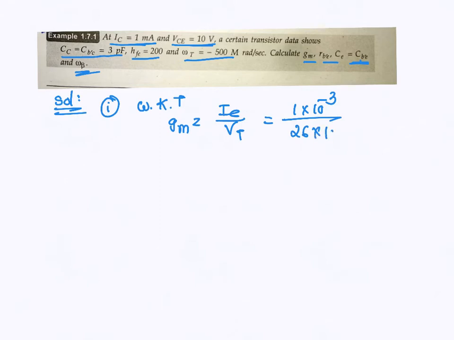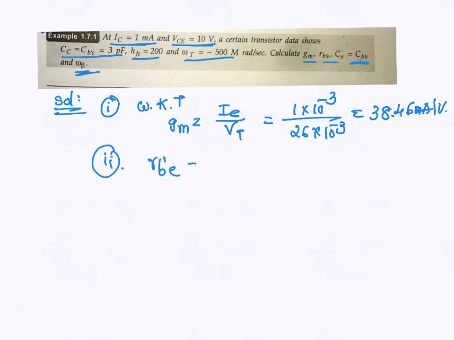So first one, we know that the formula for gm is gm equals Ic by VT. So consider at room temperature: 1 into 10 power minus 3 divided by 26 into 10 power minus 3, which equals 38.46 milliampere per volt.